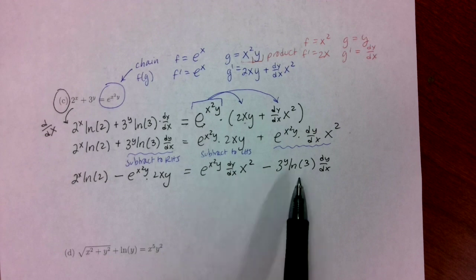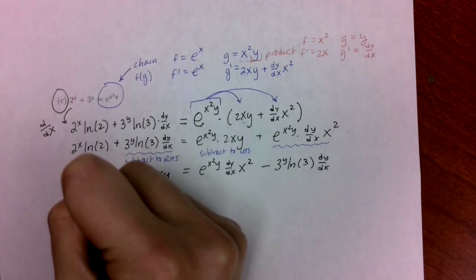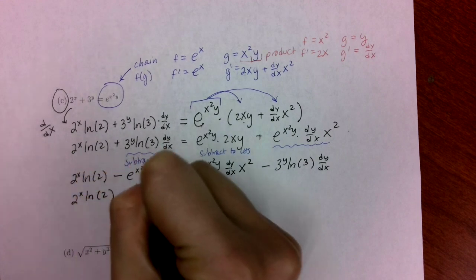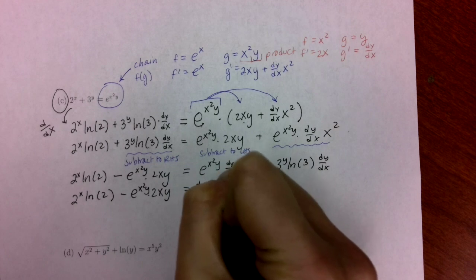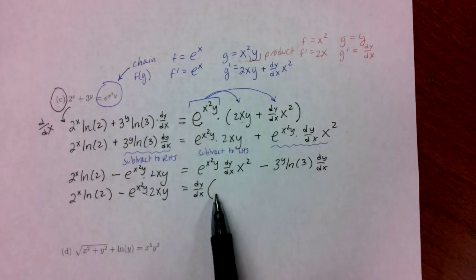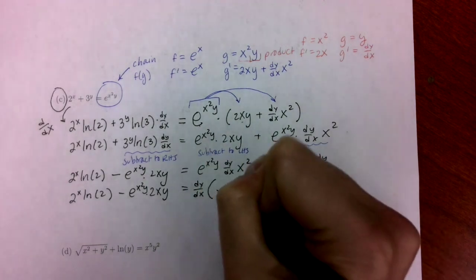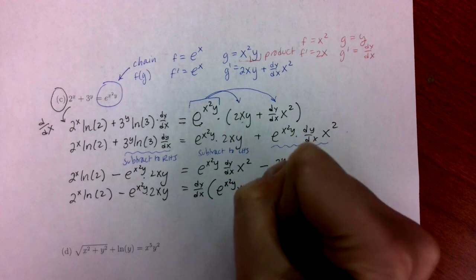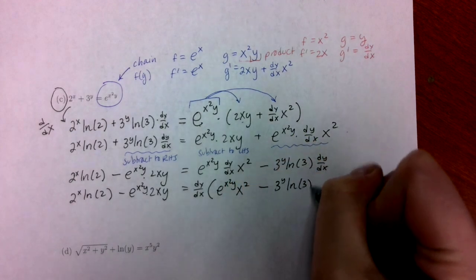And now on the right-hand side, I can factor it out. So all this is the same. On the right, I have dy dx, and then a big set of parentheses, both of these terms with their dy dx pulled out. So I have just e to the x squared y times x squared minus 3 to the y ln of 3.